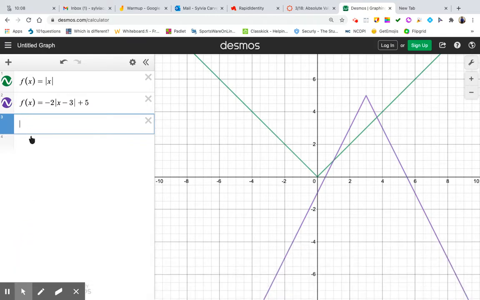The negative made it reflect across the x-axis. So notice I now have an upside down V. The 2 is a vertical stretch by a factor of 2. So it's skinnier than the original one. So my V is not as wide, it's skinnier, it's a vertical stretch. The x minus 3 moved right 3 spaces. And the +5 moved my whole function up 5 spaces. So you should be able to distinguish what effect each number has on the graph, and then you should be able to make up your own graphs if I give you a characteristic.